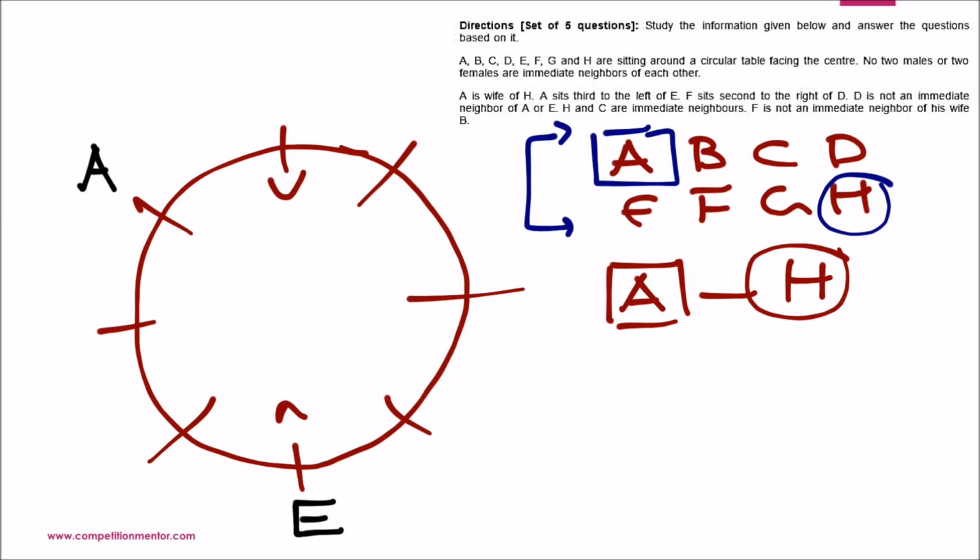Okay, and A is given as female. So we'll keep everything consecutive. A sits third to the left of E. F sits second to the right of D.